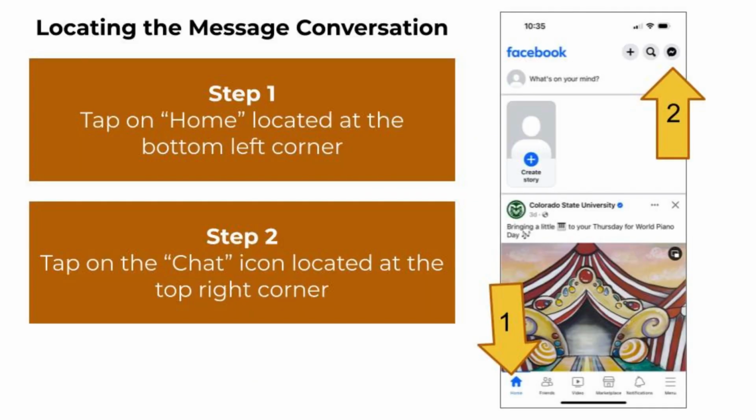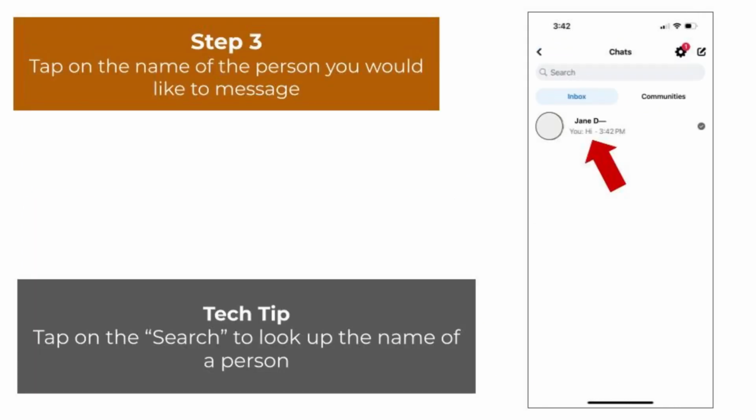If you would like to find the private message conversation in the future, tap on Home, located at the bottom left corner of the screen. Then tap the chat icon, located at the top right corner of the screen. Then tap on the name of the person you would like to message to open the private message conversation.